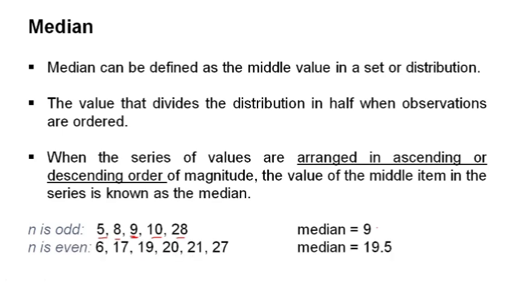But if n is even, in that case we have to take the average of the two middle values. Here the average of 19 and 20 is taken, so that is 19.5. So this is the median of the values here.